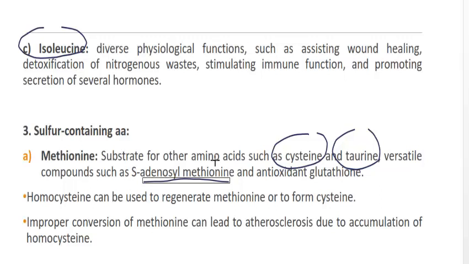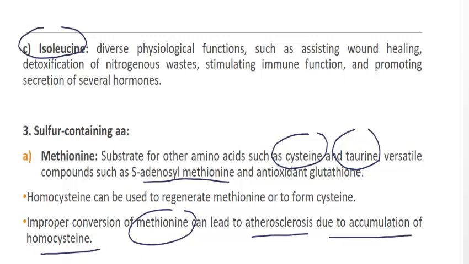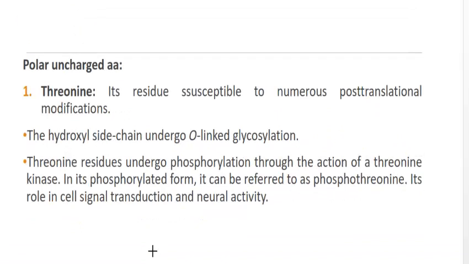Polar uncharged amino acid. Threonine, its residue is susceptible to numerous post-translational modifications. Modification is very important for it. Every year you will see that in CSIR, DBT, every examination they are asking, what is O-linked glycosylation? O-linked glycosylation means there is an additional hydroxyl side chain undergoing the modification, and they are going to form O-linked glycosylation.